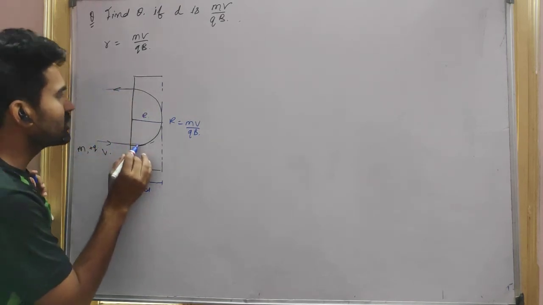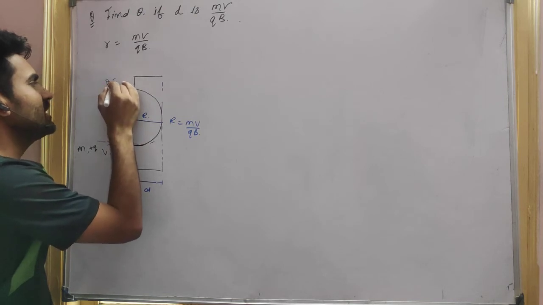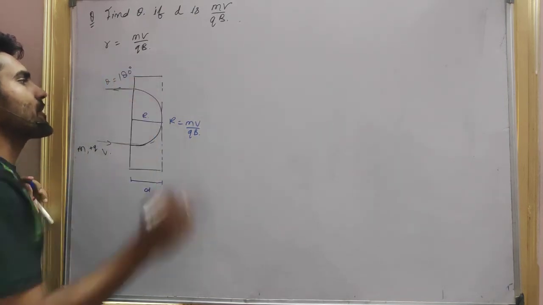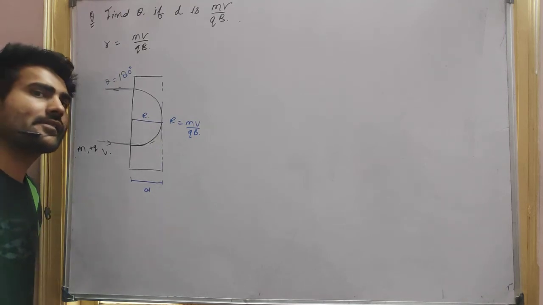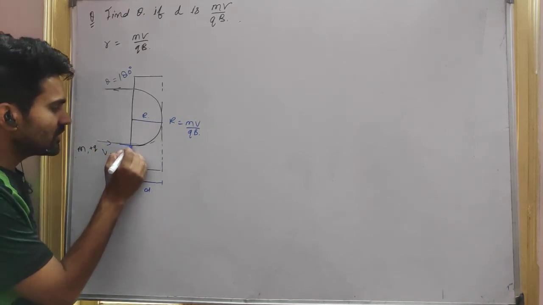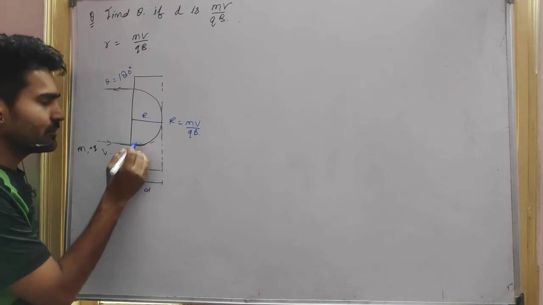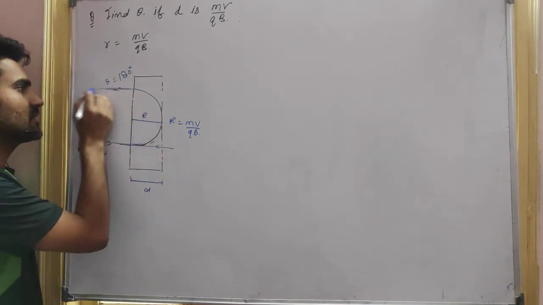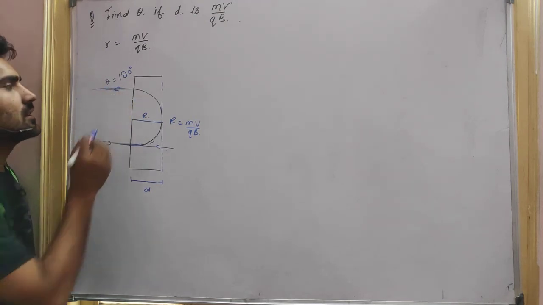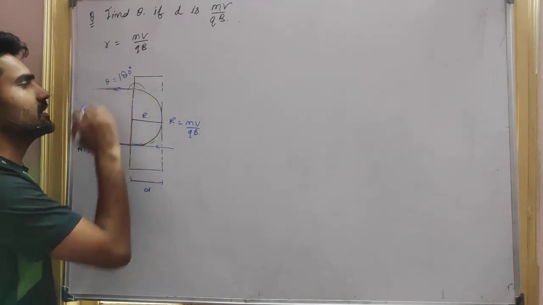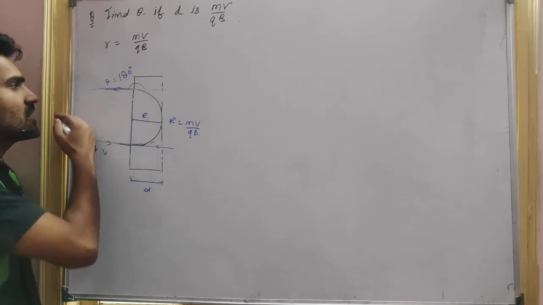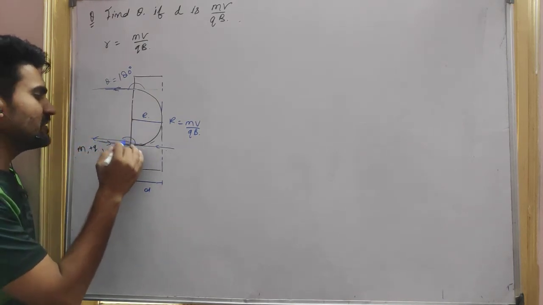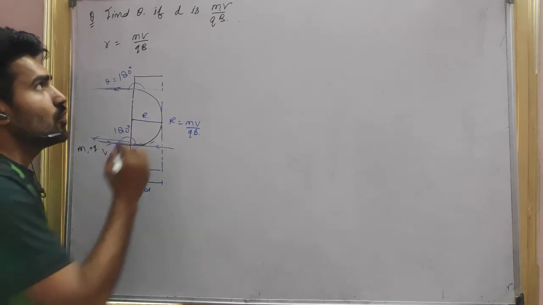From the horizontal, I think theta here is 180 degrees. Why? See, it goes here, but it comes back like this. See, it is coming back like this. So what is the angle here? 180 degrees. Actually, it's going like this, but coming like this. So this angle is 180 degrees. Okay, now we try.